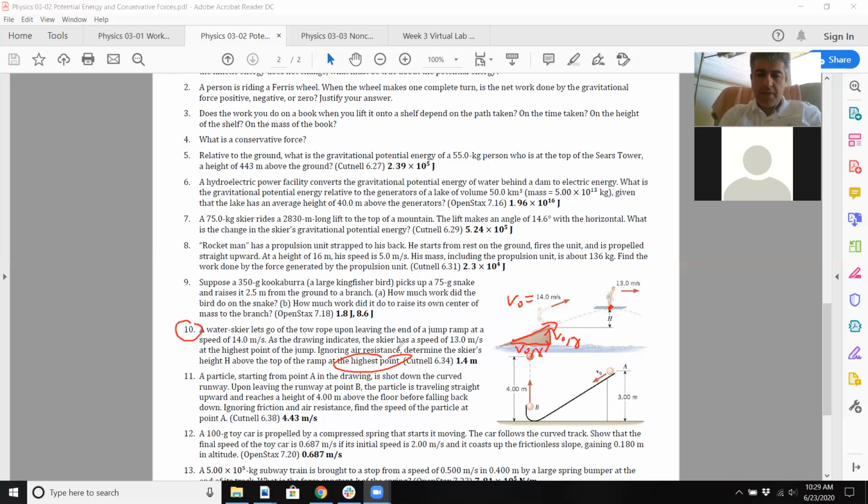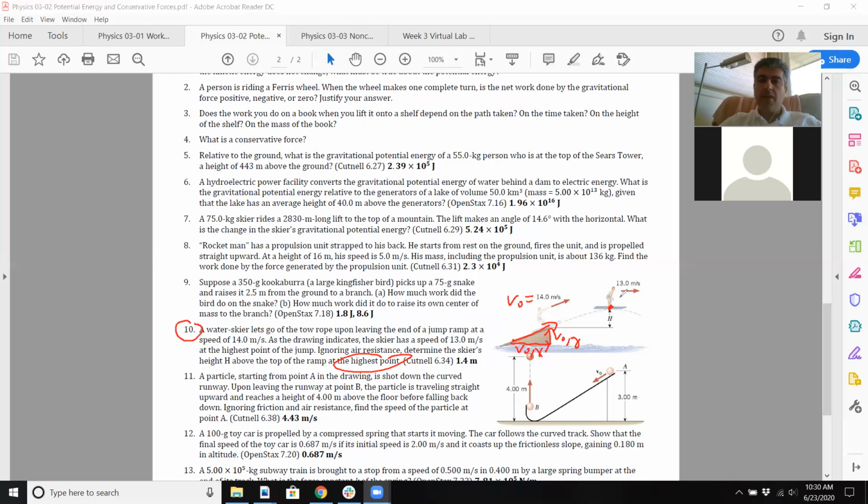At the highest point. So let me ask this question here. This guy's velocity at its peak, is it all vertical, is it all horizontal, or is it a mixture of both? So Isaac, what do you think about this one? So when we're at the peak, the velocity of the water skier, is it all vertical, is it all horizontal, or is it a mix of both?